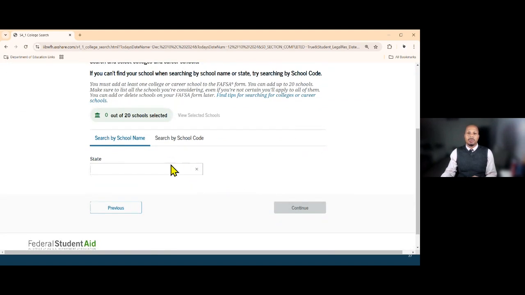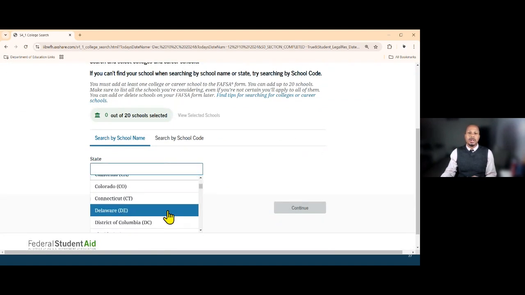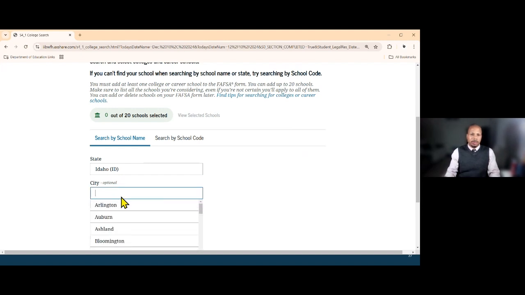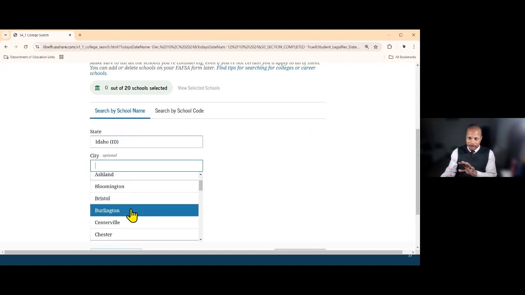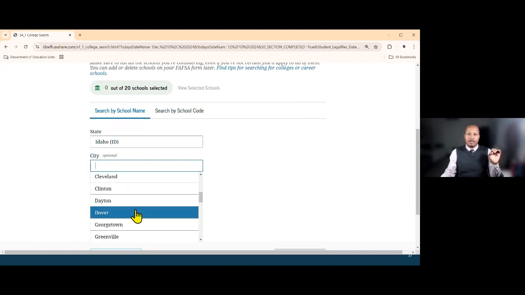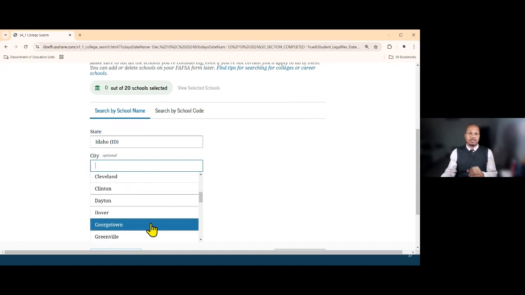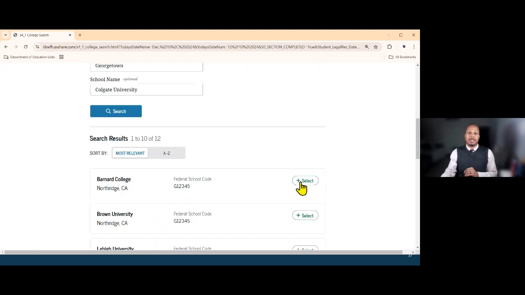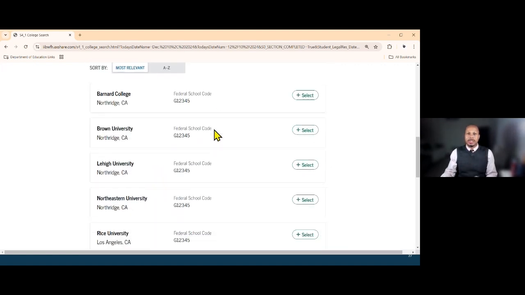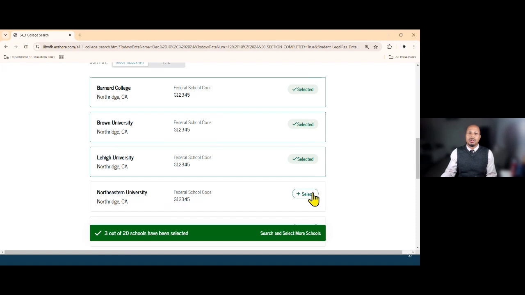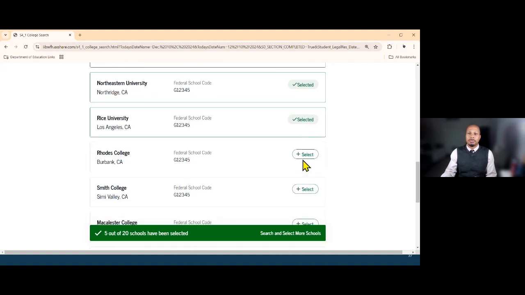So in this case, we're going to say that the student wants to go to school in, let's say, Idaho. Afterwards, they're going to identify a school. Now granted, again, this is a prototype and it's not going to have every active town in the state. So we're just going to hit a random town and select a random college. It's going to present additional information as it pertains to that school. We want you to select them. So we're going to say that the student wants to go to all of these institutions that pulled up.